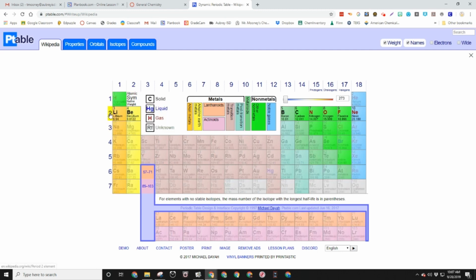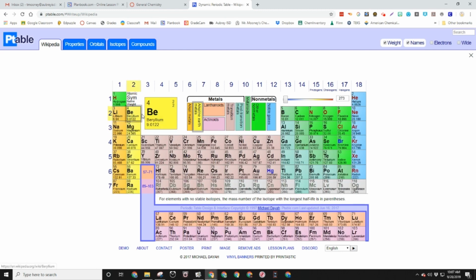We know that it's got 2 orbitals because it's in period number 2, so it's got 2 electron shells. The first shell can only hold 2. Remember, we talked about that. So if it only has 4 and 2 are in the first shell, then the second shell can only hold 2.